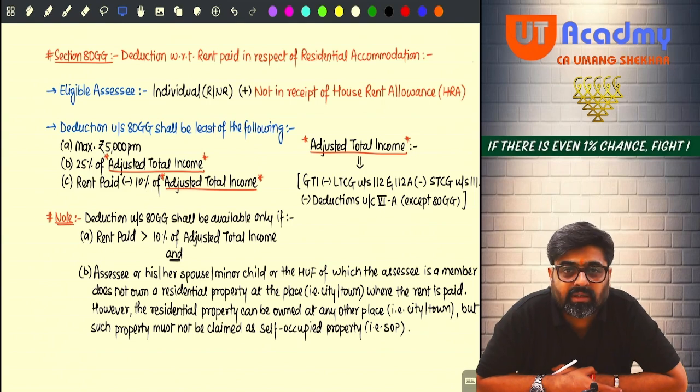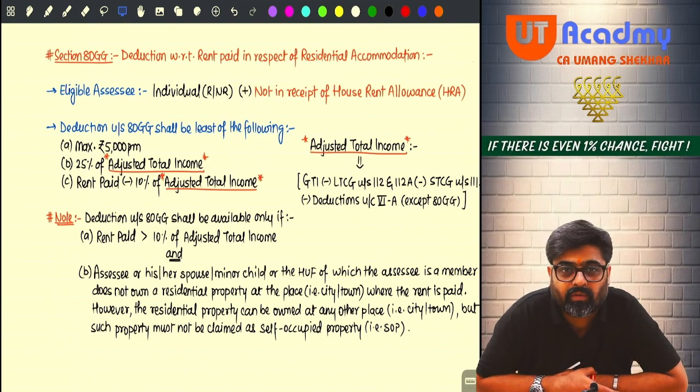But to get this deduction, you will have to pay the rent. But you should not be receiving HRA. Done? Wait. Rent paid should be more than 10% of your salary. That was the requirement in HRA. The same requirement is here also. Your rent paid must be more than 10% of your adjusted total income. Only then you are going to get deduction.